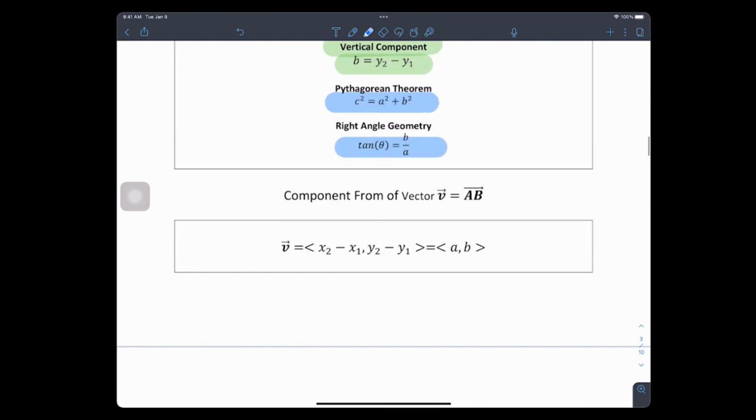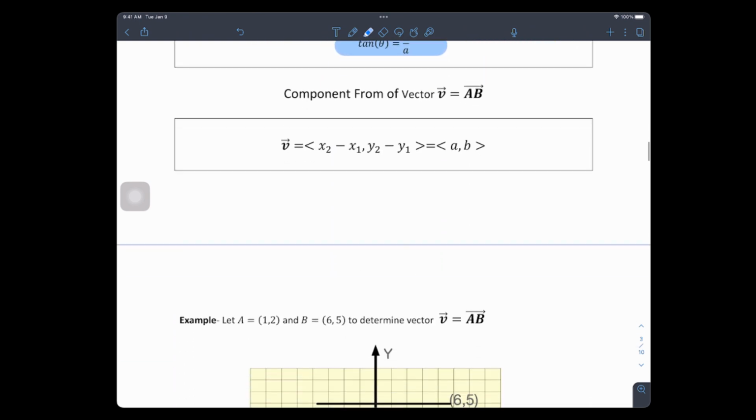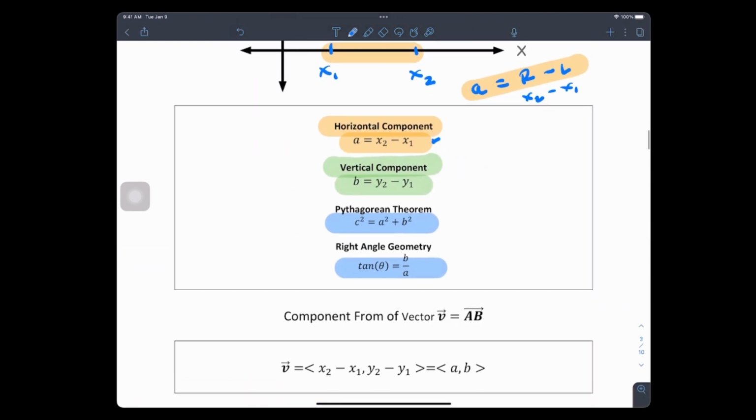All right, now I'm going to give you another definition of the vector. I'm going to give you the definition of what we call the component form of a vector. V equals AB.